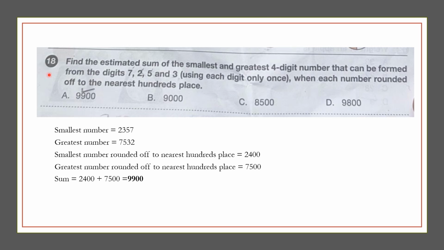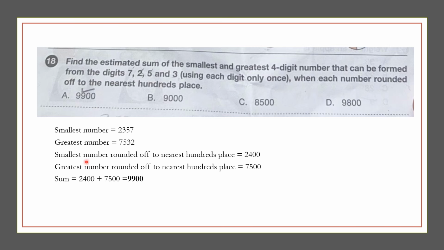Question number 18. Find the estimated sum of the smallest and greatest 4-digit numbers that can be formed from the digits 7253 using each digit only once, when each number is rounded off to the nearest 100. First, let's find the smallest 4-digit number using 7253. It will be 2357. Now let's find the greatest number using these digits. It will be 7532.